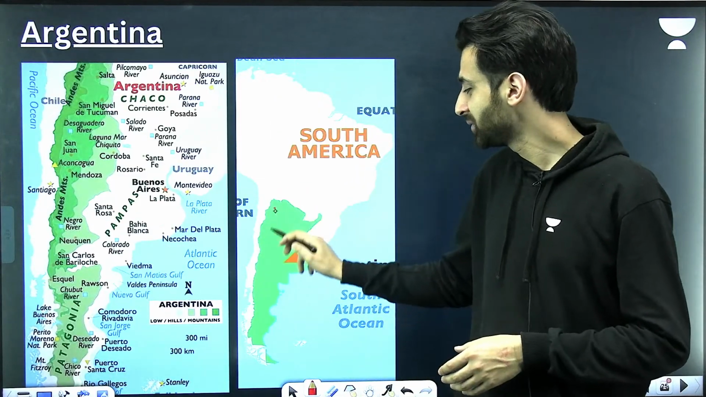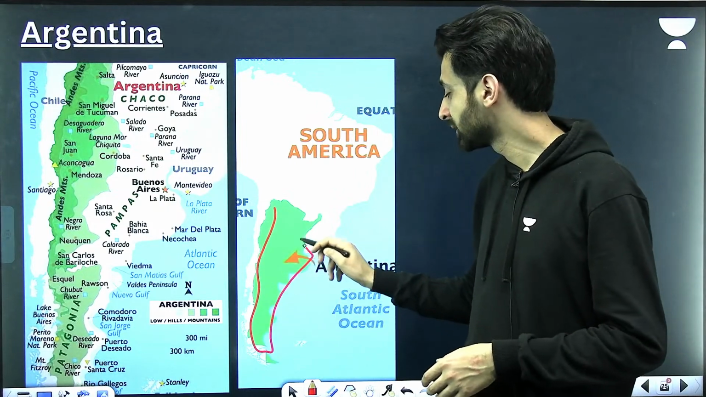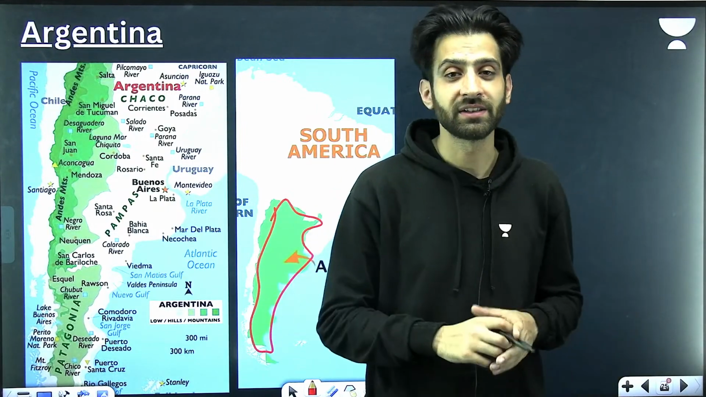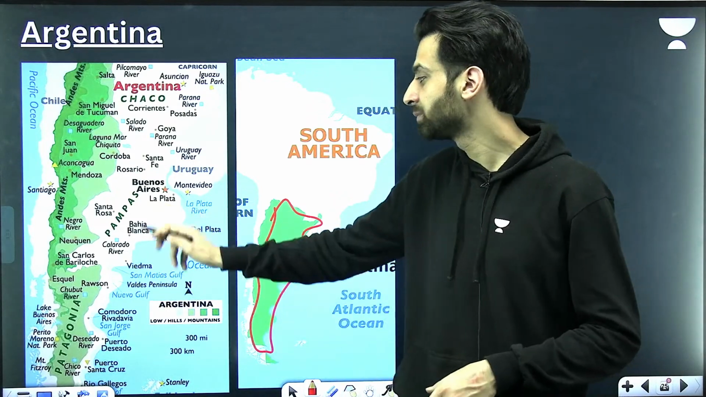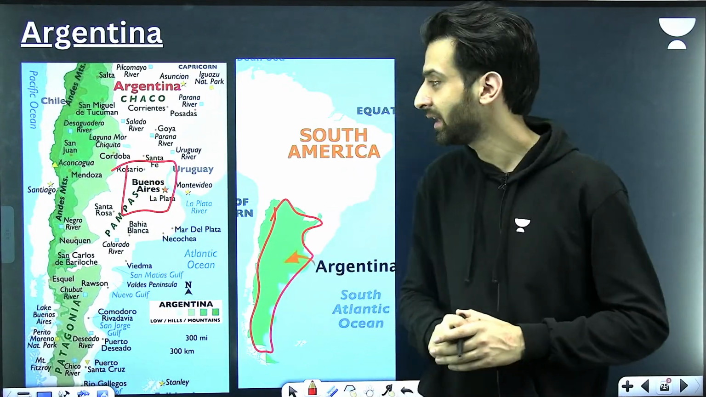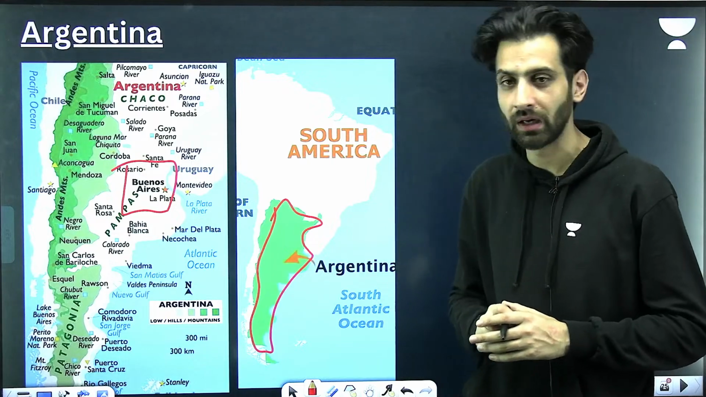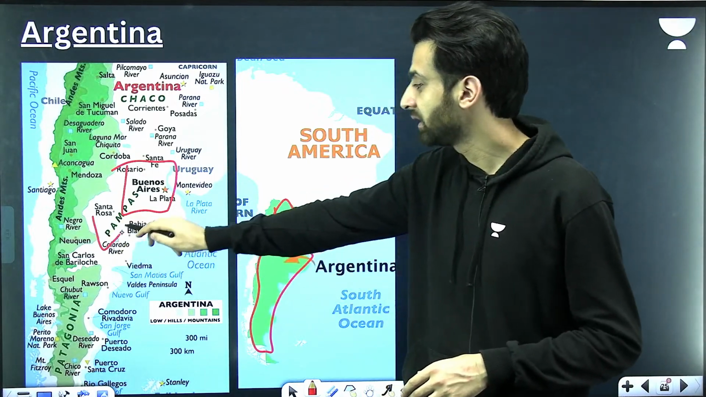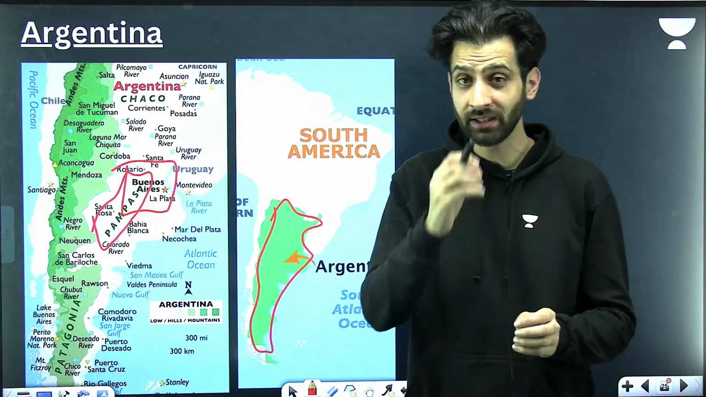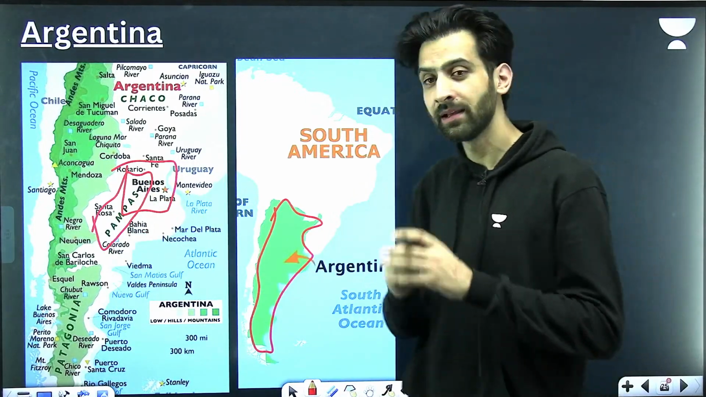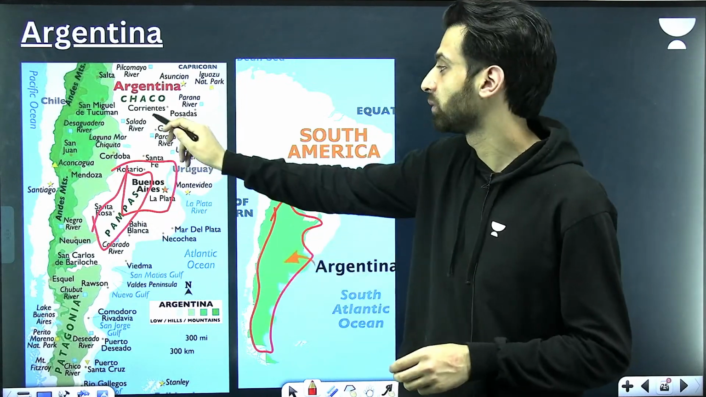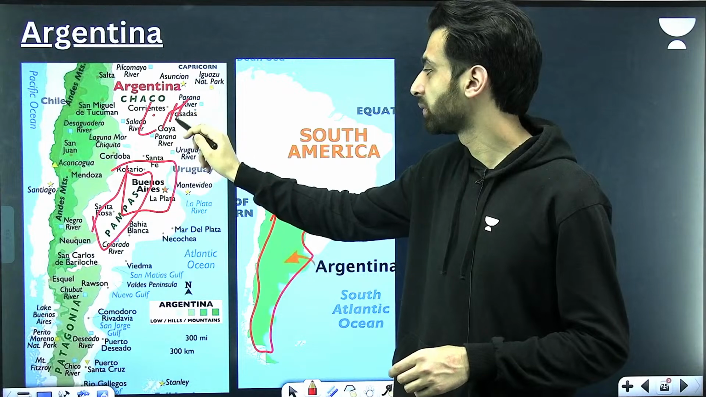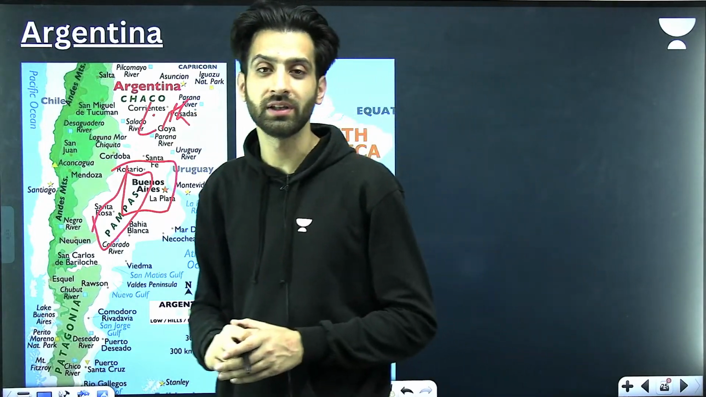Then comes a very huge country, that's Argentina. Not the largest country, but a very large country located in South America, and the capital is Buenos Aires. There are some important things that you need to know about Argentina. Number 1, you will find a very famous grassland, that is the Pampas. It is located in Argentina. And very important, this is also rich in lithium deposits. So Argentina is also rich in lithium deposits.